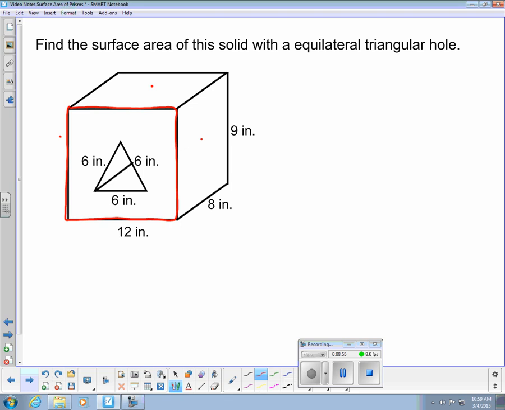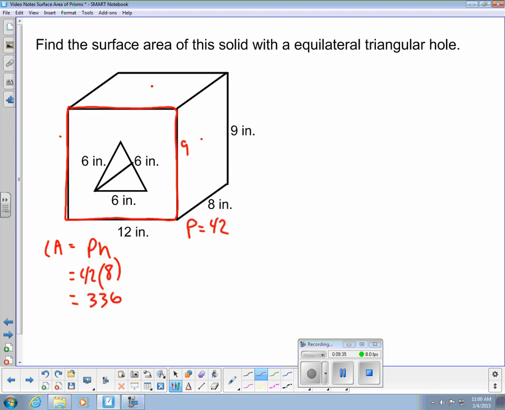So if I think of LA for a prism, that would be P times h, right? So perimeter times the height. So this is my LA of my prism. My perimeter here would be 9 plus 12, which is 21, times 2, which is 42. So this is going to be equal to 42, and then the height would be the 8. So I have that 42 times 8, which would equal 336. All right, so that's the LA part.